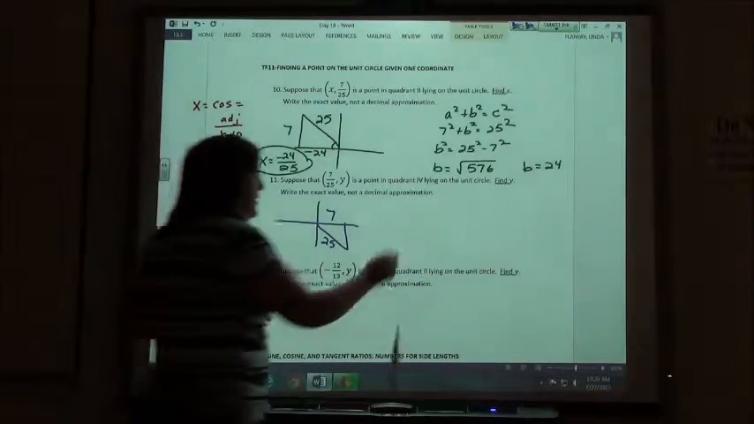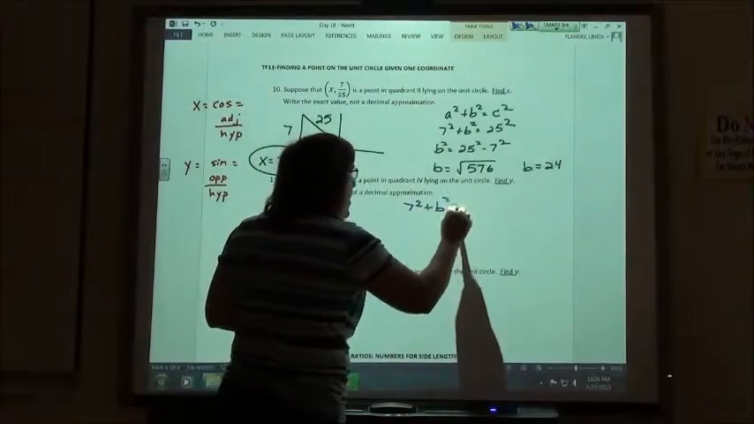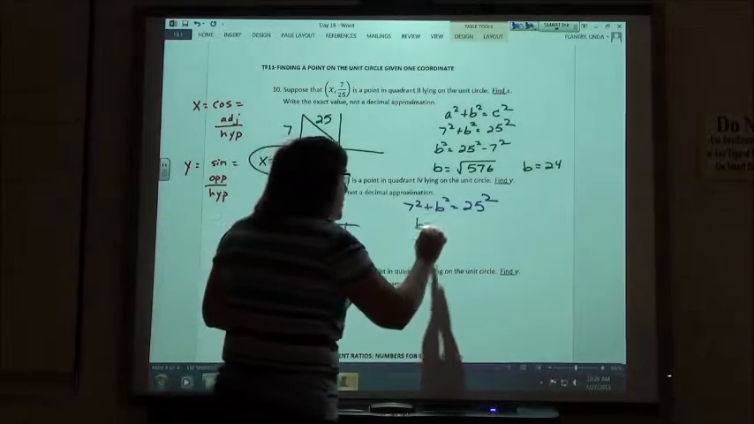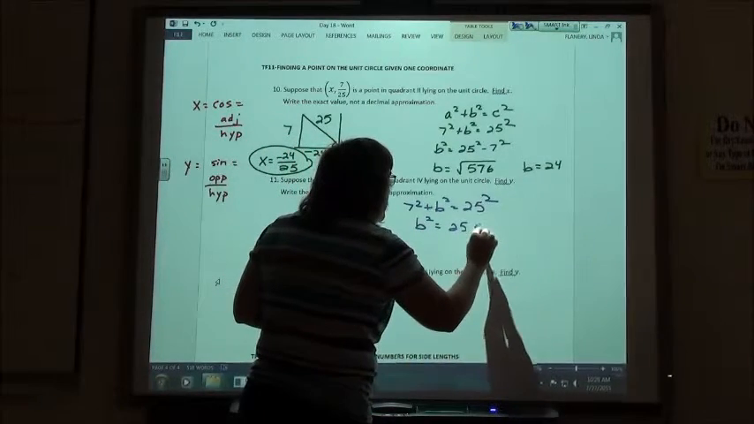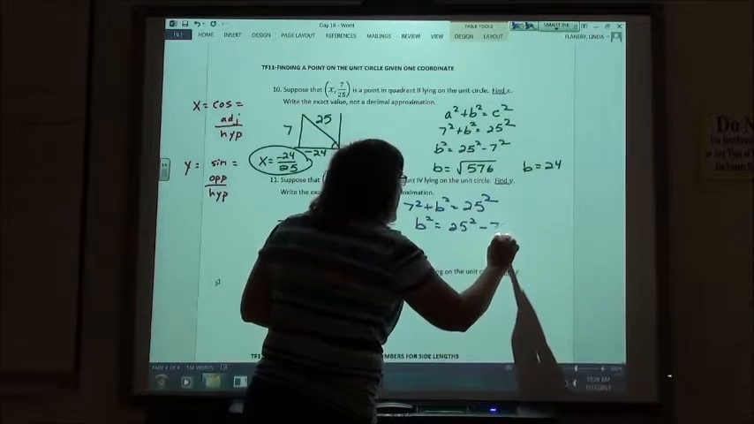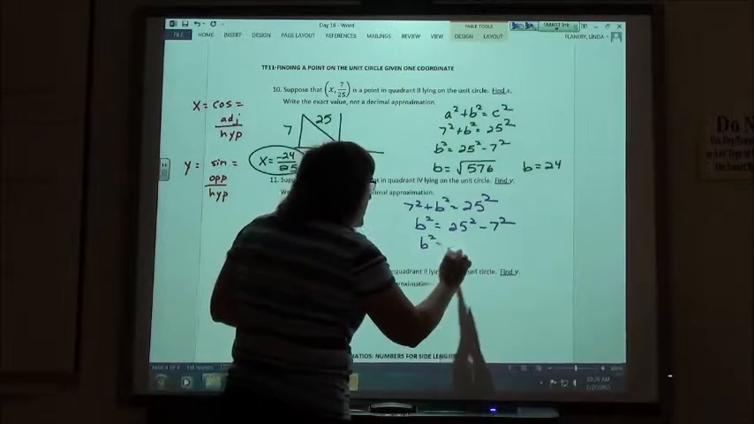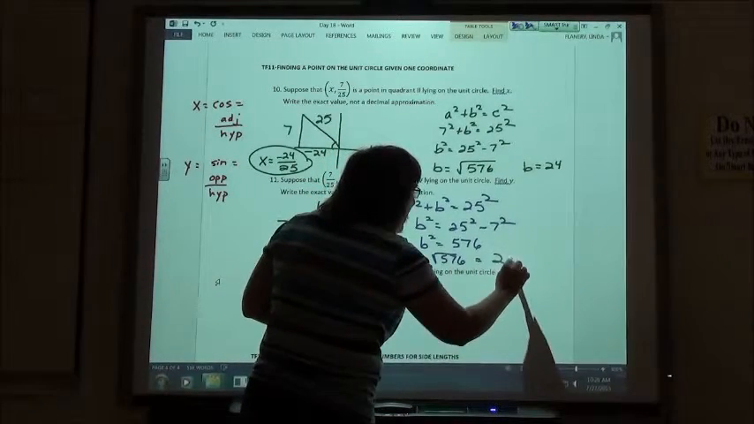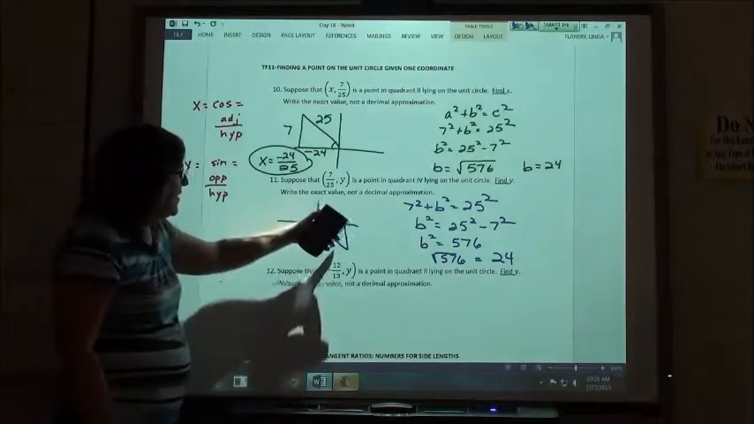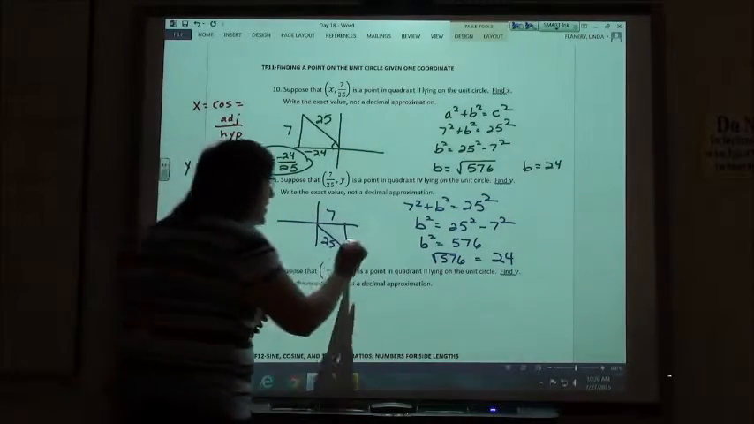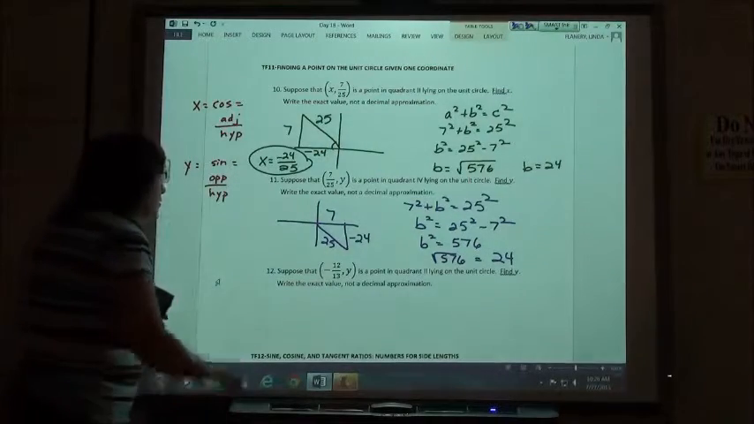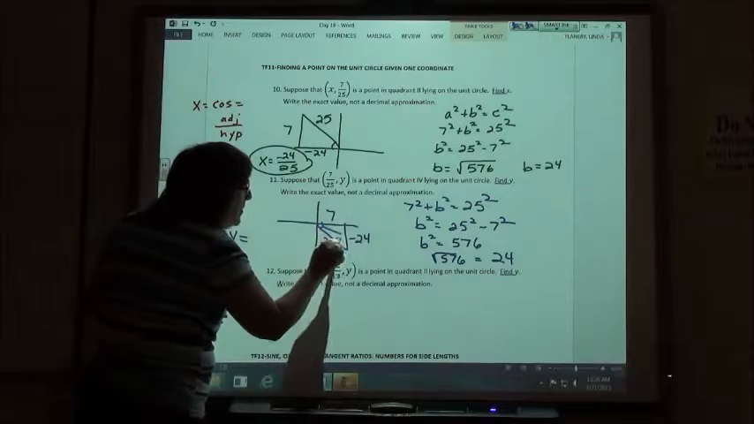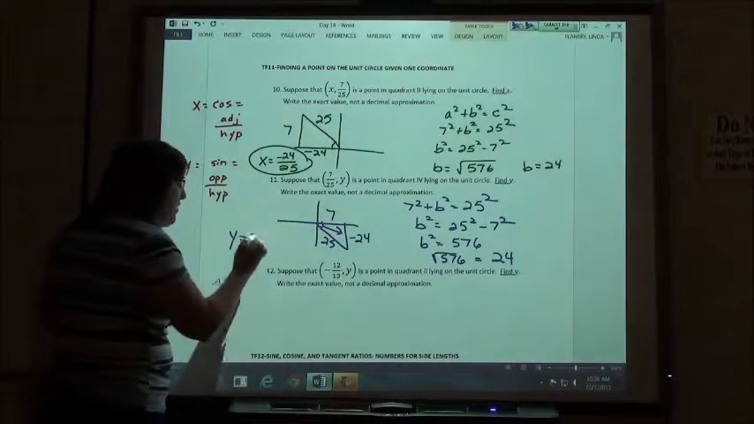Well, again, 7 squared plus b squared equals 25 squared, which we did on the previous one. So b squared equals 25 squared minus 7 squared. B squared is going to equal 576, so the square root of 576 is going to give us 24 again. And again, this one is going down, so that's actually going to be negative 24. So our value for y is going to be the opposite over the hypotenuse, the opposite side, negative 24 over 25 then.